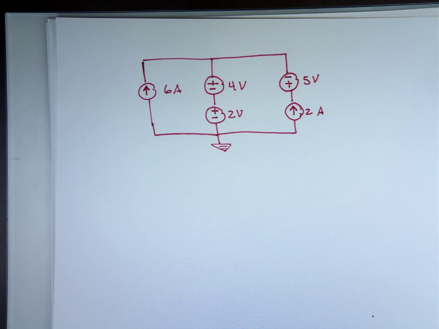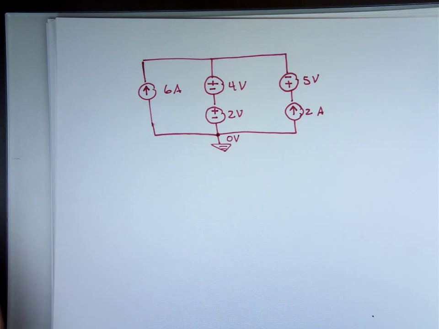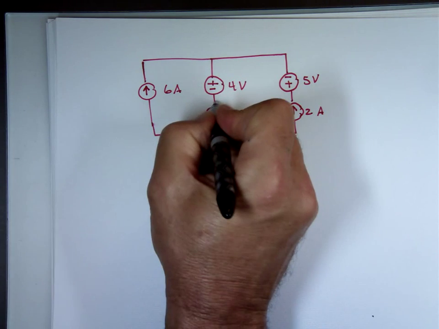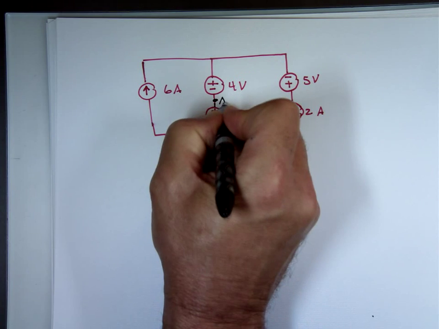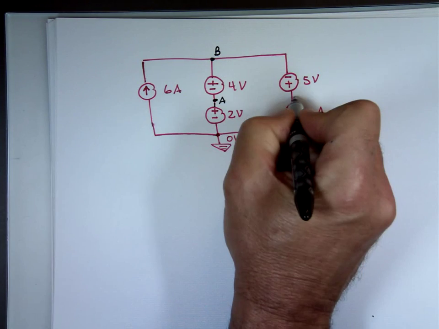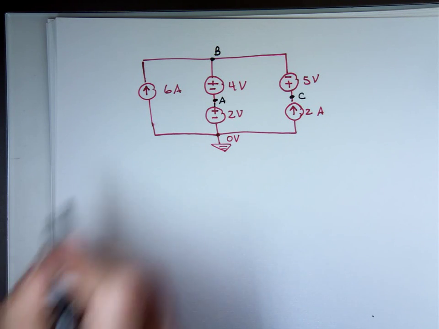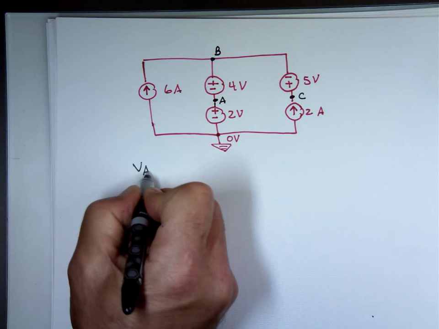Ground means what's the voltage? 0 volts. So right here is 0 volts. Can you tell me what the voltage at point A, what the voltage at B, what the voltage at C is? What is the voltage at A? It's going to be 2 volts higher than this.